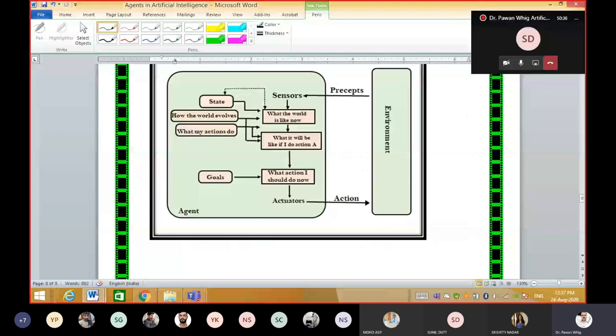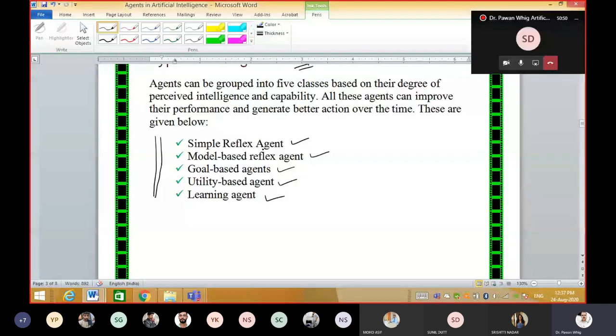I'll repeat it once again, then I'll move towards the question answers. I will explain here. There are five types of agent. First of all, for all of you, you must understand the definition of an agent.